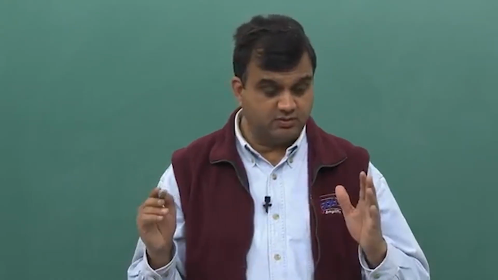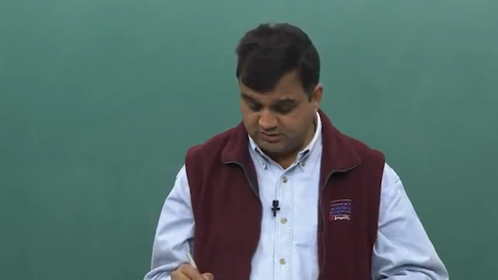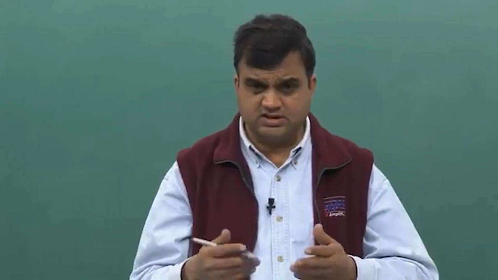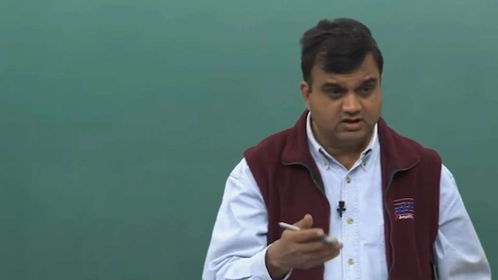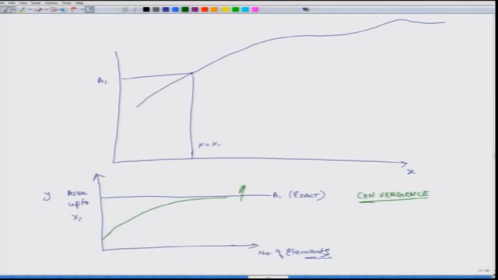So, in a class of problems which are linear and conservative systems, and what the meaning of conservative and linear is, we will discuss later, we do not cross this line. In some special problems we may, but generally we do not cross this line. So, this is called convergence.